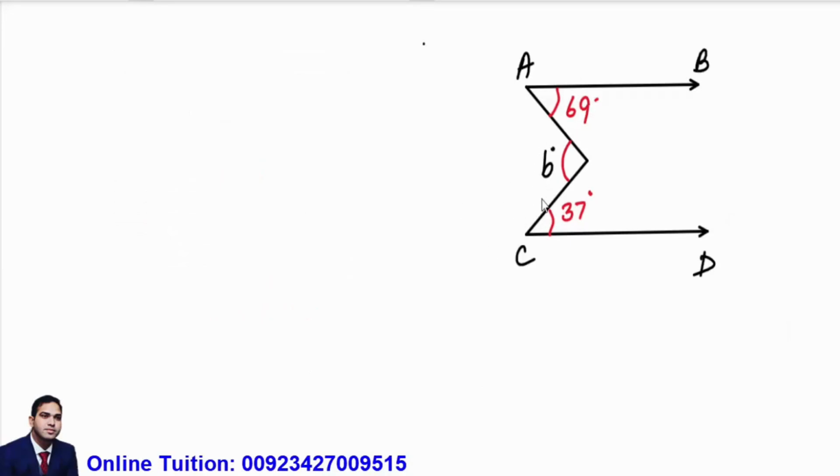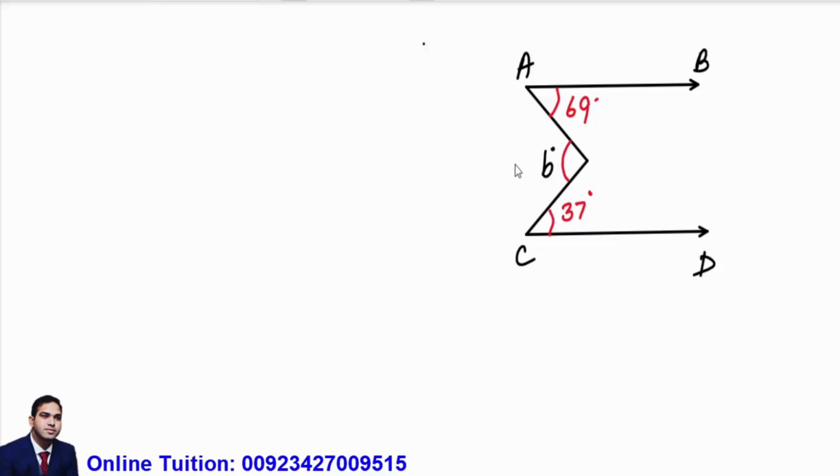In this video we have to find the angle of B. This is side AB and this is CD. This is angle B, and this is B. This is 69 and this is 37. To find this angle, what to do?